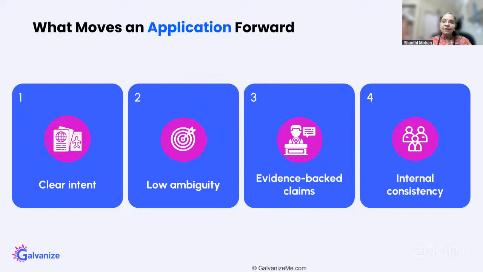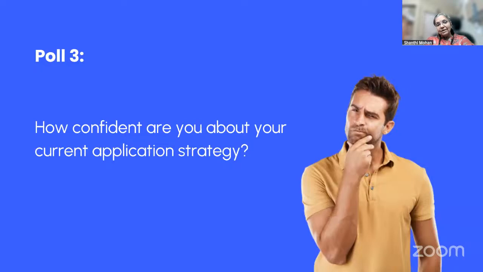Okay. So now, let's see. What is the strategy that you have in mind to come up with a good application like this? So let's say, how confident are you about your current application strategy? Now that you know how your application is evaluated, how the filters function. Let me see. How confident are you? Or not so confident, somewhat confident. Okay. Very confident. Fantastic.